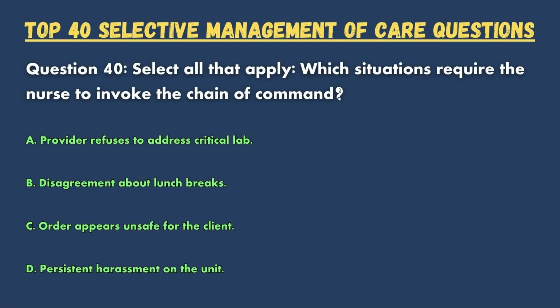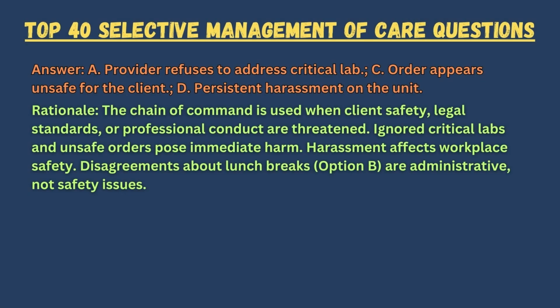Question 40. Select all that apply. Which situations require the nurse to invoke the chain of command? A. Provider refuses to address critical lab. B. Disagreement about lunch breaks. C. Order appears unsafe for the client. D. Persistent harassment on the unit. Answer: A. Provider refuses to address critical lab. C. Order appears unsafe for the client. D. Persistent harassment on the unit.